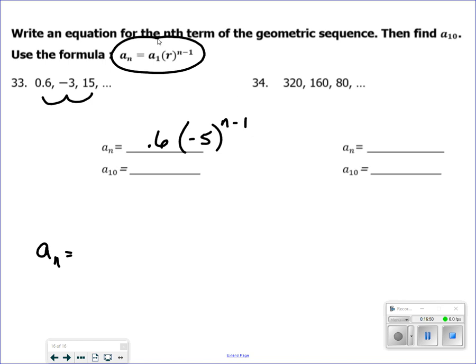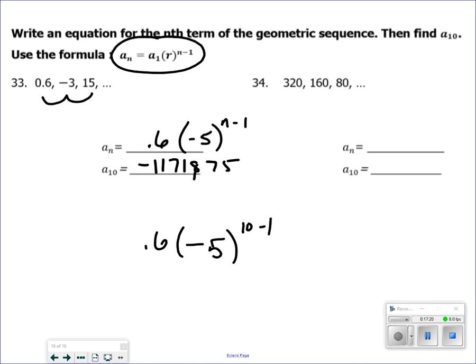So this is now calculator time. They want a sub 10. So I'm going to pull out a calculator, and I'm going to type in 0.6, negative 5, raised to the 10 minus 1. So this is what I am typing in right now to my calculator. And I get, and this is a big number, 1171875. So we're talking about negative 1,171,875.